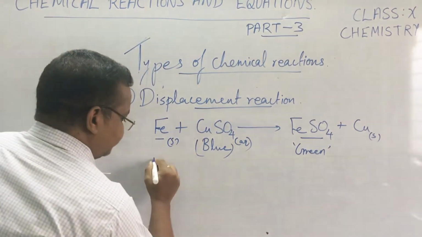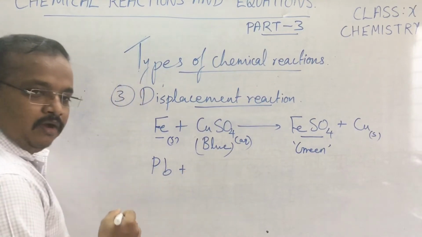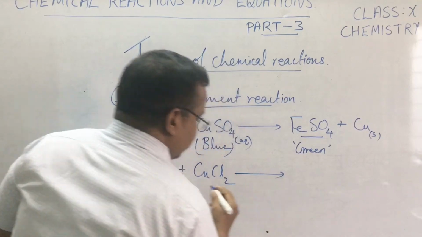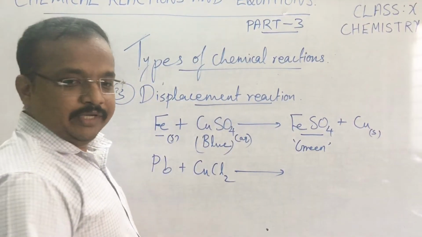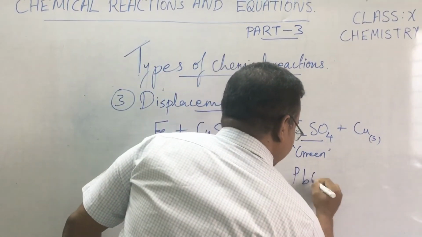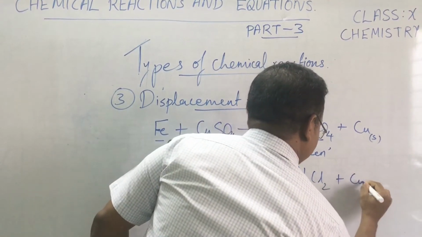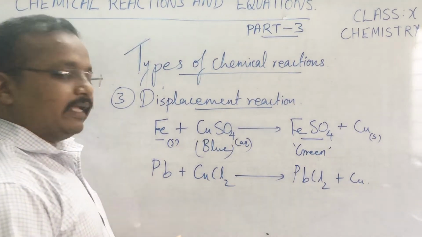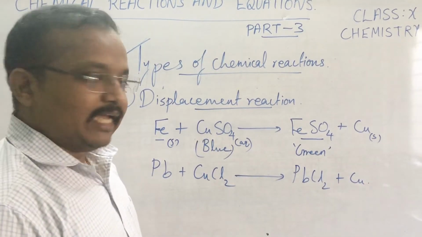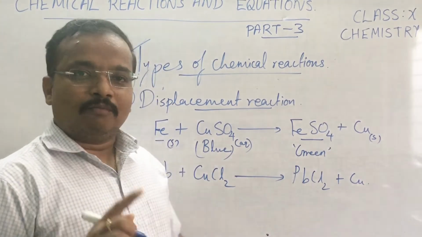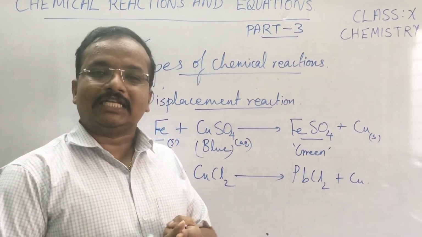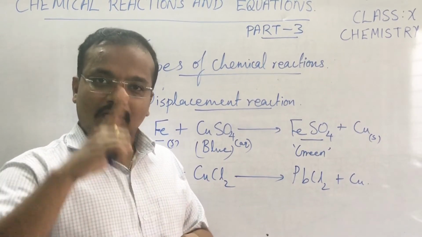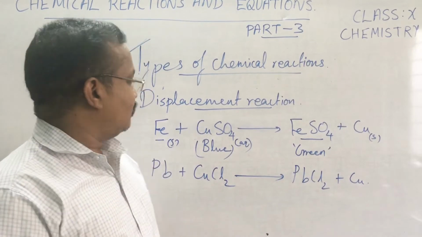Another example: lead, Pb, reacting with CuCl2, forms PbCl2 plus Cu. This is another example of a displacement reaction where a more reactive metal displaces a less reactive one. You might have studied the reactivity series, where potassium, sodium, calcium, magnesium, aluminum, zinc, iron, lead are all reactive. From the top it comes.